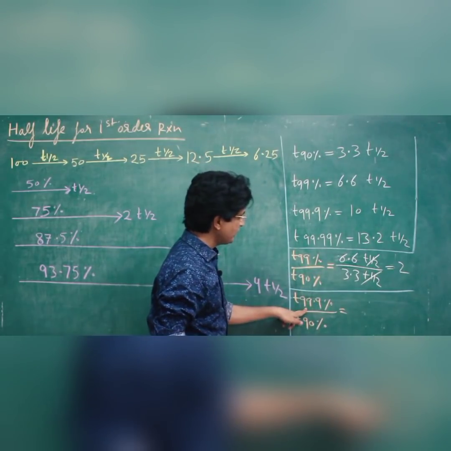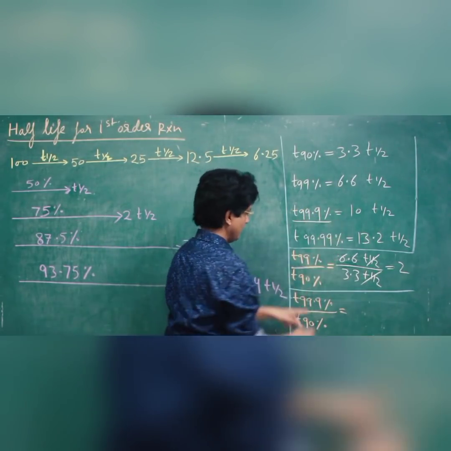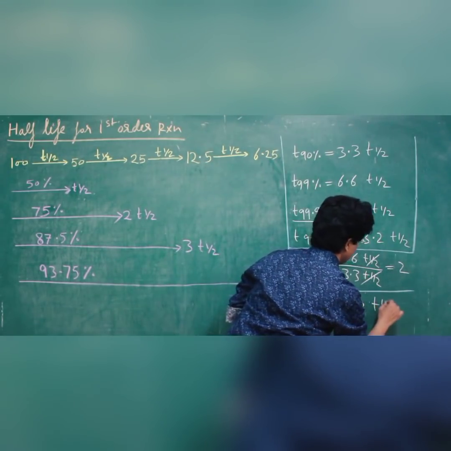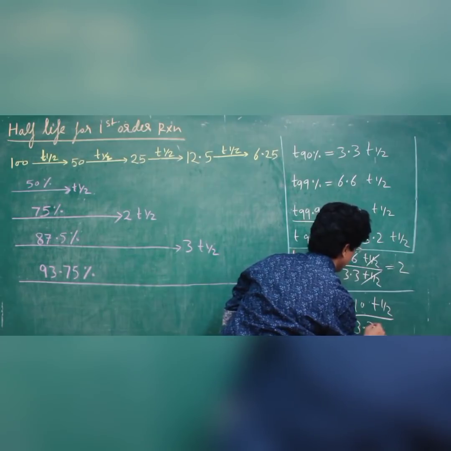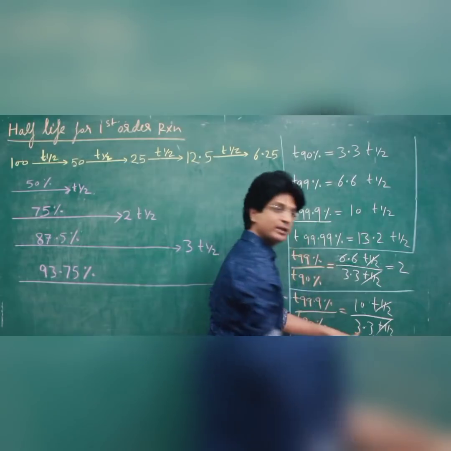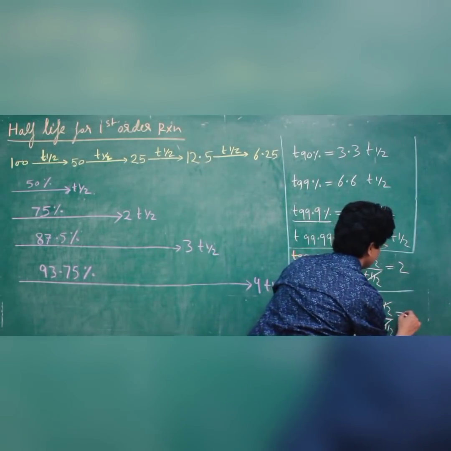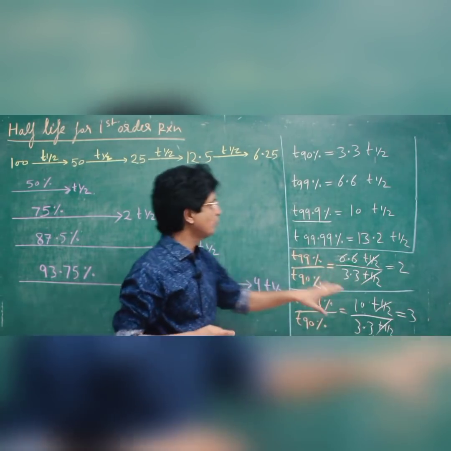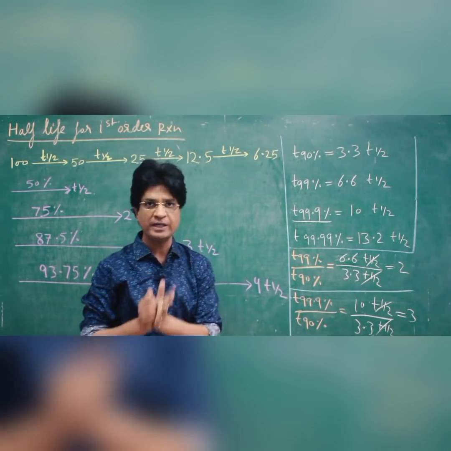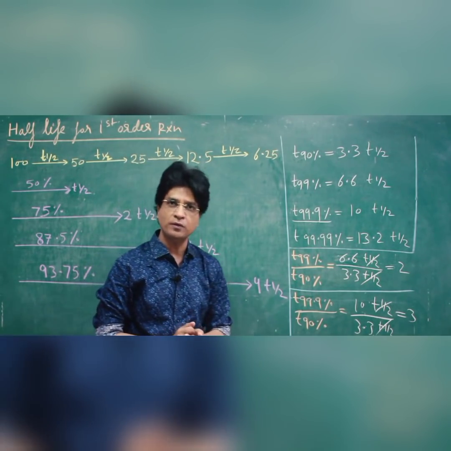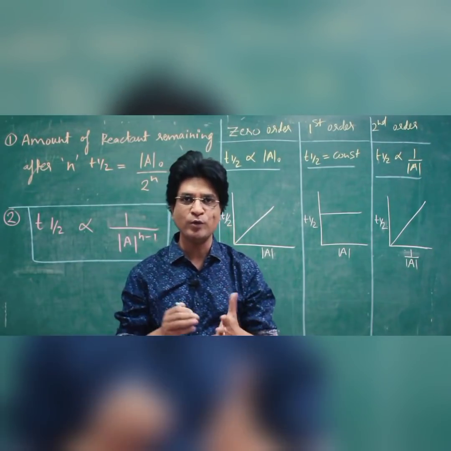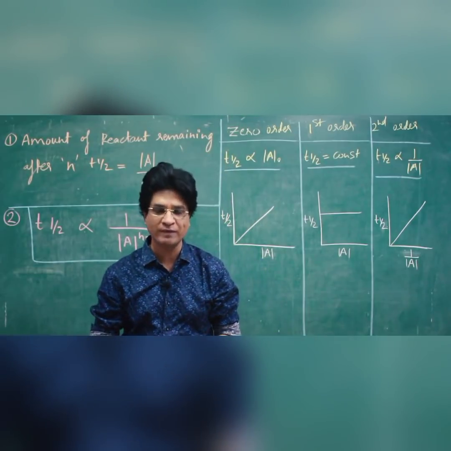Similarly, the ratio of t 99.9% and t 90% will be 10 half-lives upon 3.3 half-lives. The half-life will cancel, and 10 divided by 3.3 will be approximately 3. So this is how you are going to do these questions. Just command the half-life aspects, and your job will be very easy in solving questions on first order reactions. Now let's solve some more things. We are in a very good position in terms of handling questions of chemical kinetics.